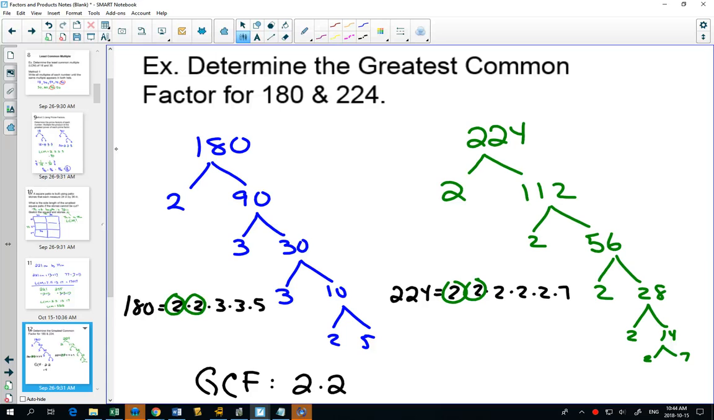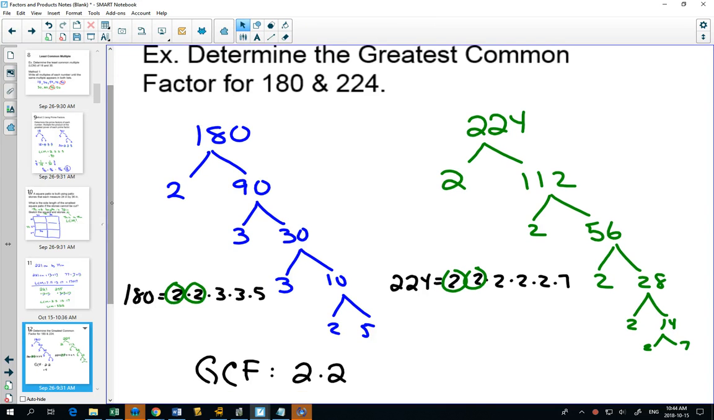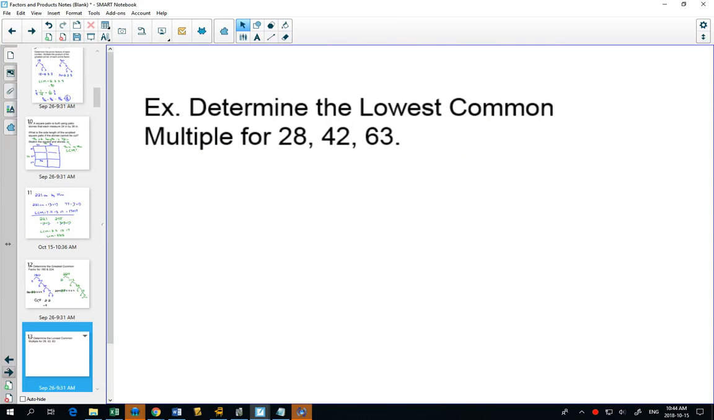And if we wanted to find the lowest common multiple, that is where you have to include all of them. So I'd have to include all 5 2's, both 3's, the 5 and the 7. So here we have 3 numbers. You want to find the lowest common multiple of all 3 numbers.